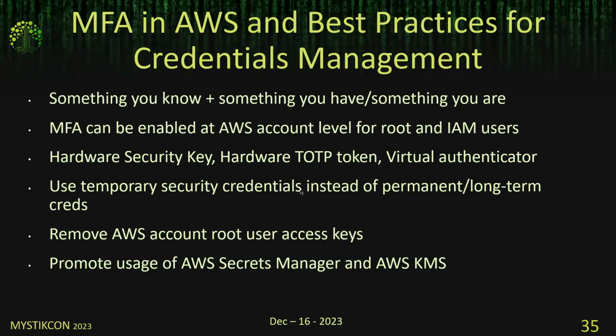So MFA, as I spoke in the beginning, is something you know, something you have, or something you are. Something you know is username and password. Something you have is your MFA application. Something you are is your biometrics. MFA can be enabled at your AWS root or IAM user level, and it should be enabled. You should have any hardware authentication or a virtual authenticator which can help you with your MFA.